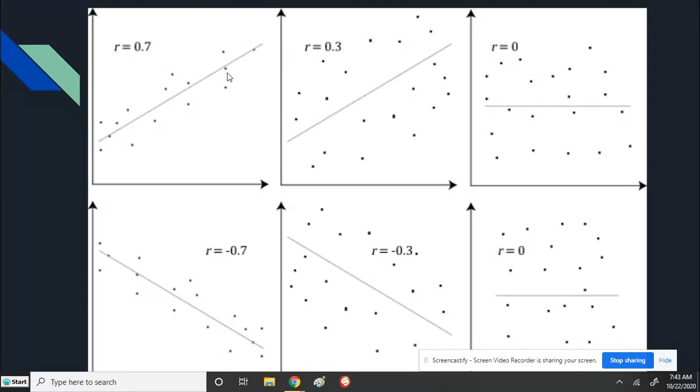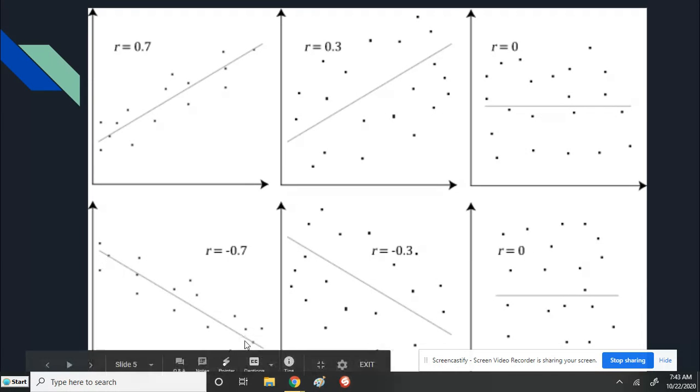So here, if we have our R equals 0.7, since it's a positive 0.7, that means that we do have a stronger correlation. If we have 0.3, that means it's a weaker correlation. And if R equals 0, that means that we have no correlation. If we look down here, we have the same number, but it's a negative 0.7. That still means it is a strong correlation because it is closer to a negative 1.